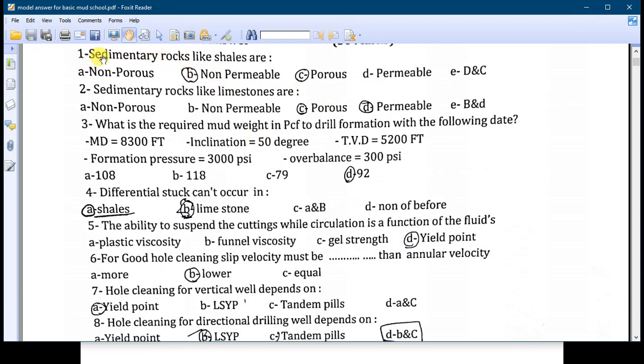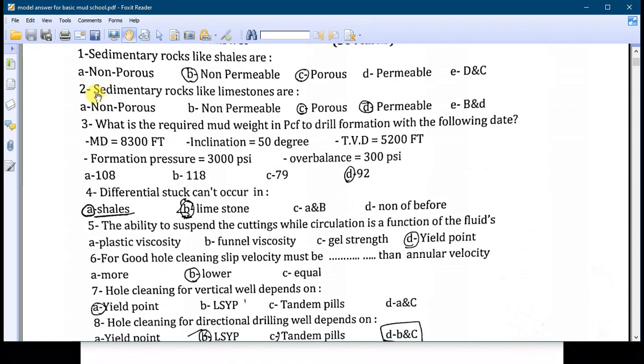The first question is to choose from the multiple answers. Choose the best answer. Number one: sedimentary rocks like shales. As I told you, the shales are porous and non-permeable. The shales are very porous, but they are non-permeable. So the best answers here are B and C.